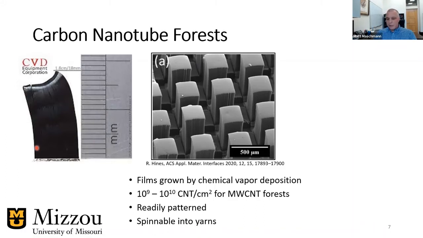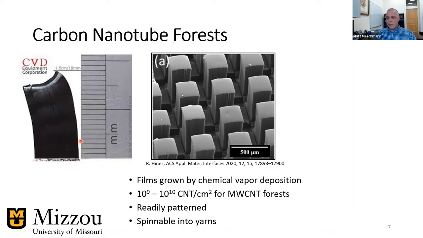Carbon nanotubes and carbon nanotube forests are typically grown by chemical vapor deposition. So you need high temperature, you need a hydrocarbon gas, you need a catalyst. These are the core elements of growing carbon nanotubes. And even though that looks very dense on the left, if you use an electron microscope, you can see they're actually like 1 to 5% dense by volume. If you boil that down into a number density, we're talking 10 to the 9th, 10 to the 10th carbon nanotubes per square centimeter for a typical multi-wall carbon nanotube forest.